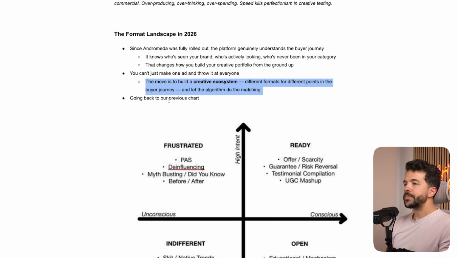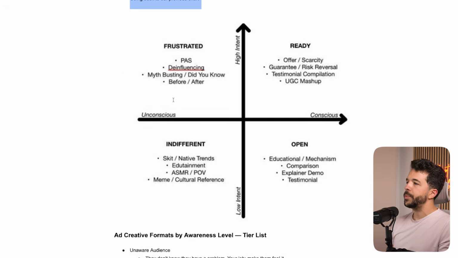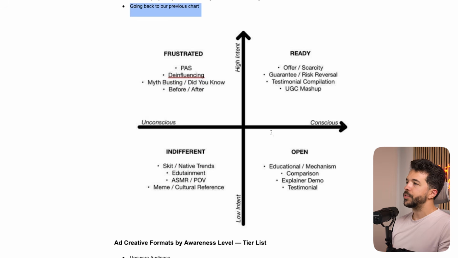algorithm do the matching. So going back to the previous chart that I showed you, again, we have indifferent, frustrated, open, and ready. For indifferent, you have skits, native trends, edutainment, ASMR, POV, meme, and cultural references. For frustrated, you have PAS, problem, agitate, solution, de-influencing, myth busting, did you know, before and after. For open, you have educational mechanism, comparison, explainer demos, and testimonial. And for ready, you have offer, scarcity, guarantee, risk reversal, testimonial compilation, and UGC mashups.